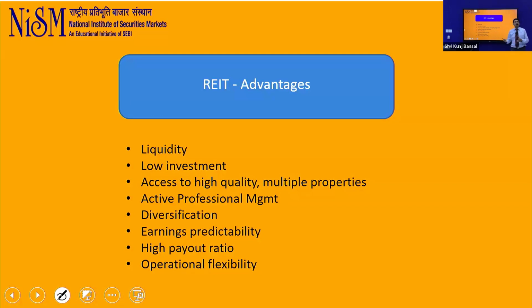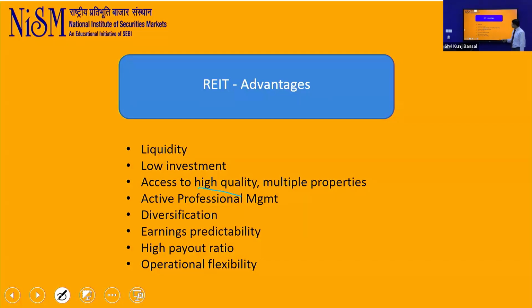Access to high quality multiple properties, that's an important point. With 250 rupees, as a retail investor, you cannot go and take exposure to any property. Here, of course, you will get very fractional exposure to that investment, but you are getting it. So that's the advantage, that you get high quality property. Why high quality? Because there's a professional team managing it, and they will try to make sure that they invest only in high quality properties.